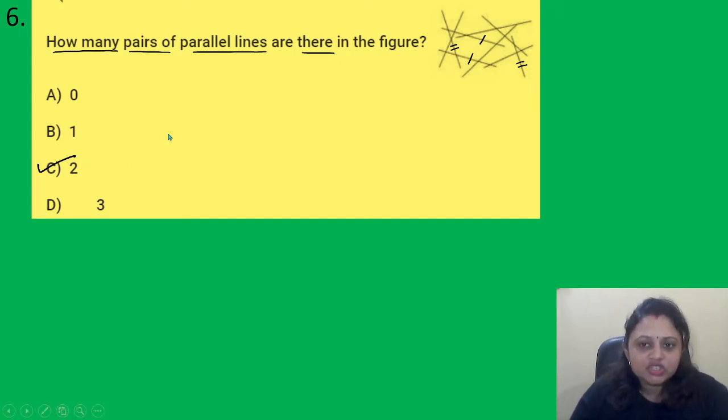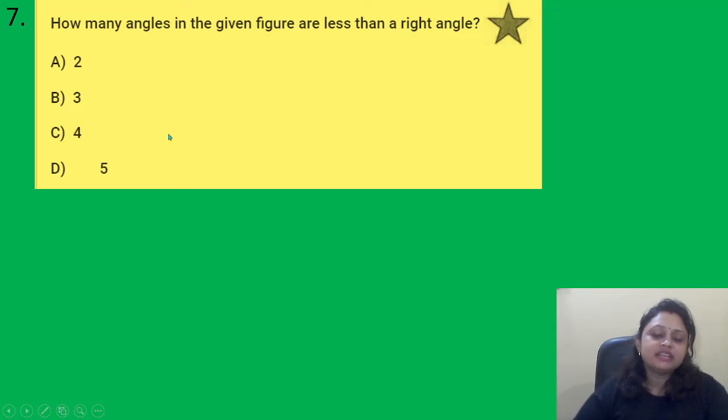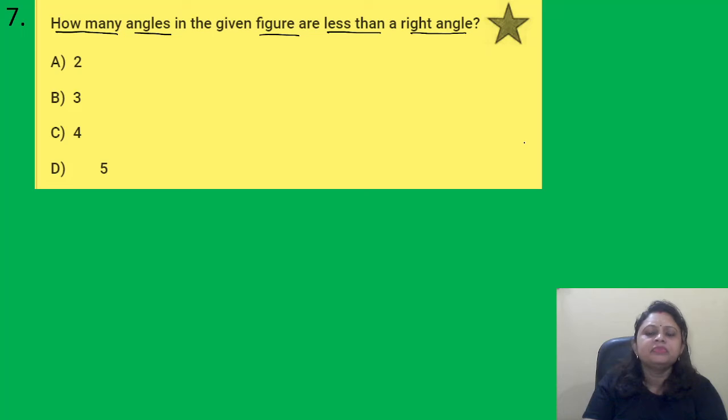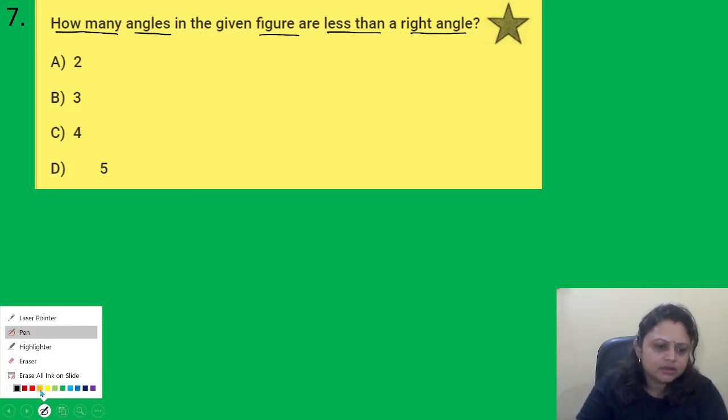Coming to the next question. How many angles in the given figure are less than a right angle? Option A 2, B 3, C 4, D 5. So we have to find out how many angles in the given figure are less than a right angle. Okay. So how many angles are there? These are less than a right angle.